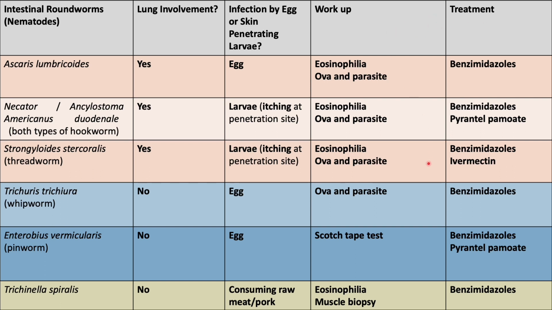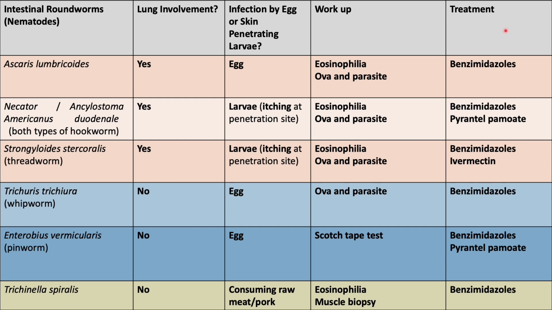A few things to notice include that Trichuris and Enterobius do not typically lead to eosinophilia as they don't leave the GI tract. Also note that these top four organisms can be diagnosed through ova and parasite test. However, Enterobius often is diagnosed through the Scotch tape test and Trichinella through a muscle biopsy.